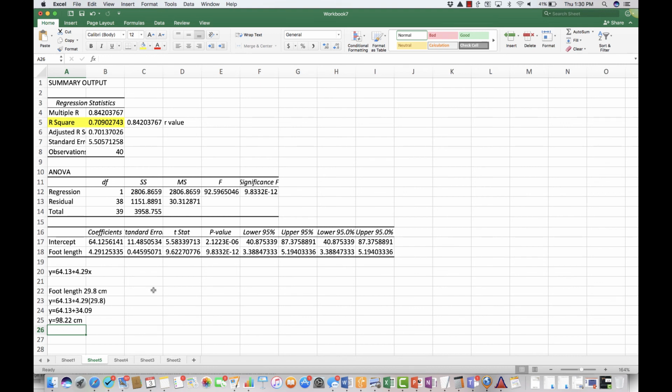The regression output does contain a lot of great information, including more stuff than we talk about within the scope of this class, but it's a great way to get a handle on your r-squared, your r value, and your equation for the line of best fit.